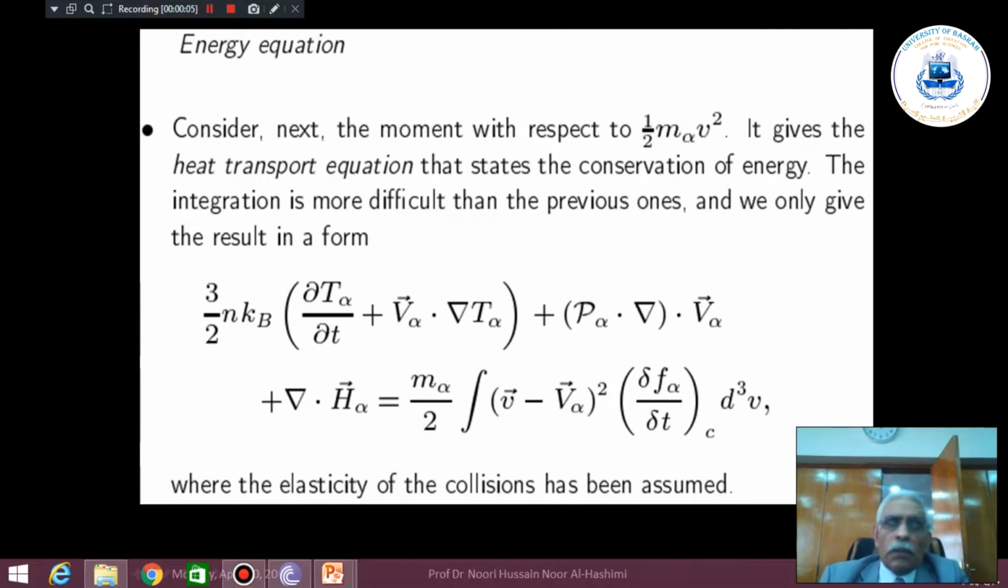Today we continue to talk about the equations describing the plasma state, and we will talk about the energy equation. Consider next the moment with respect to half m sub alpha v square.